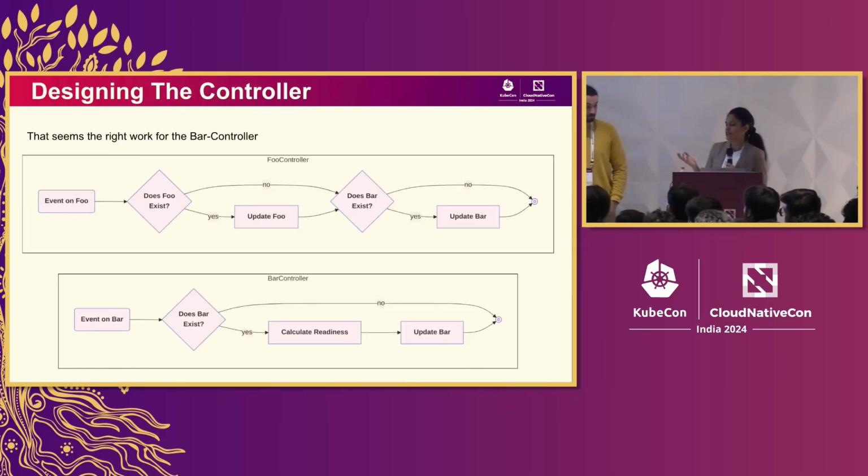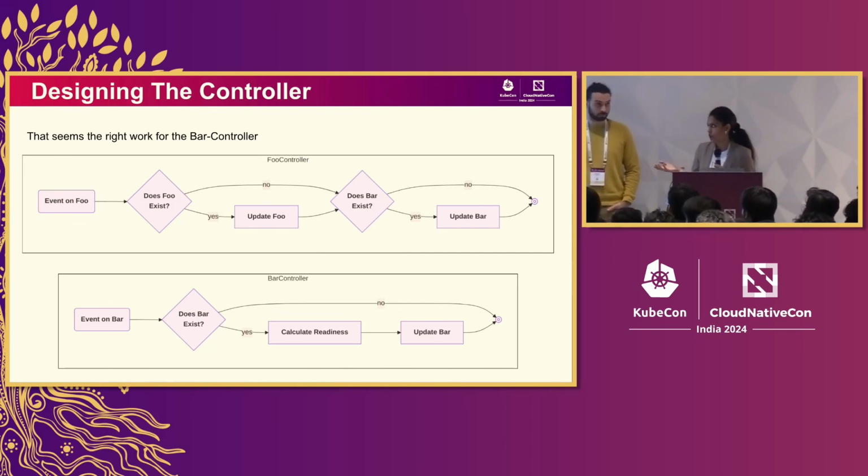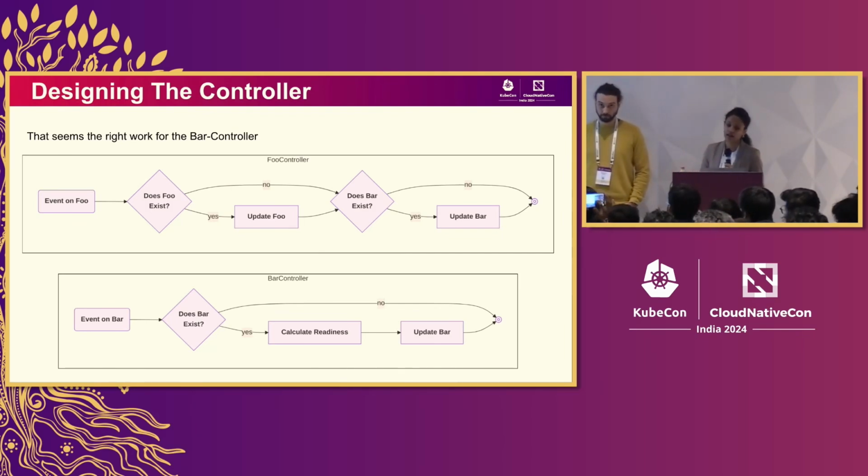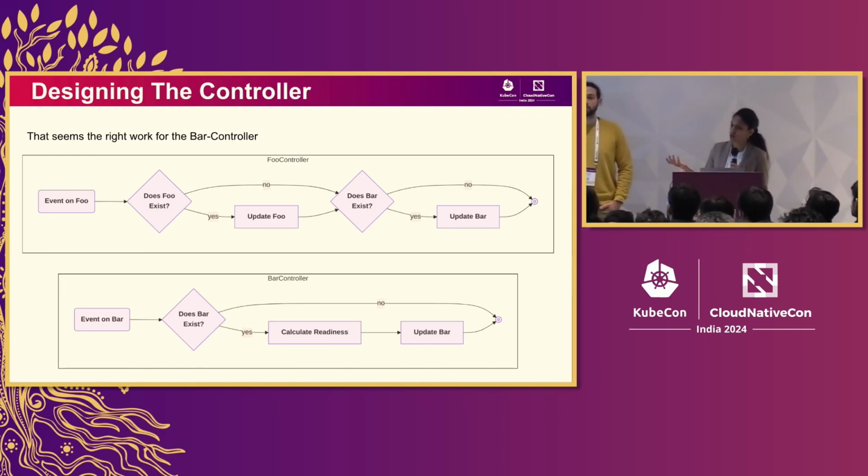Now, that seems the right work for the bar controller. That's what I feel. And in the bar controller, we need to check if a bar exists, and in that case, it should calculate the readiness via the provided util, and then go ahead and update it. Now, this design won't require any change in the foo controller. We got a new requirement, and we are going to add that into the bar controller.